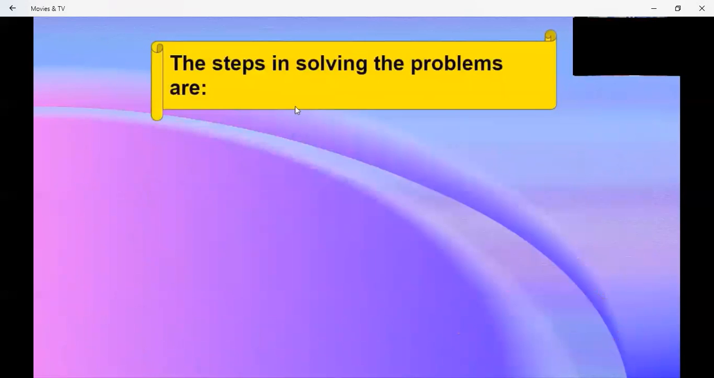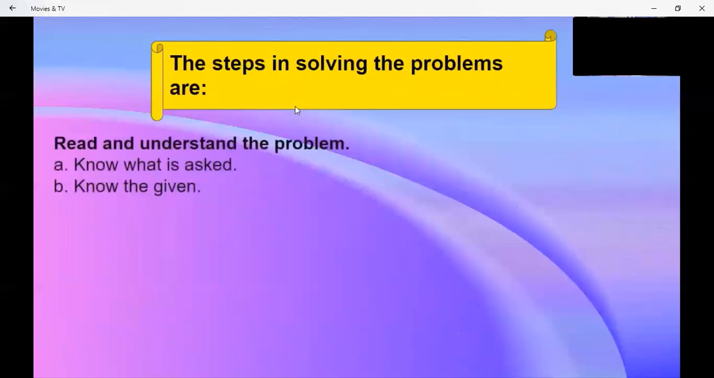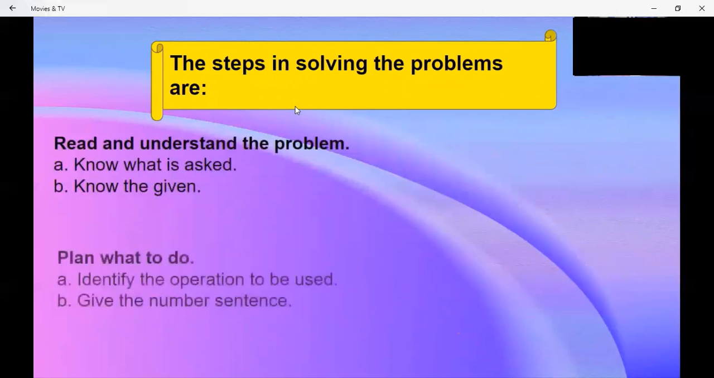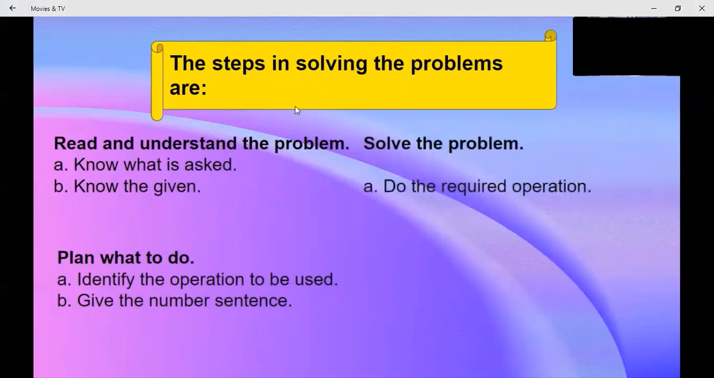So the steps in solving the problems are, number 1, we need to read and understand the problem. You need to know what is asked and what are given. Next, plan what to do. Identify the operation that needs to be used, and also, you need to give the number sentence. Next, solve the problem. So do the required operation. And last is check the answer, if your answer is reasonable.